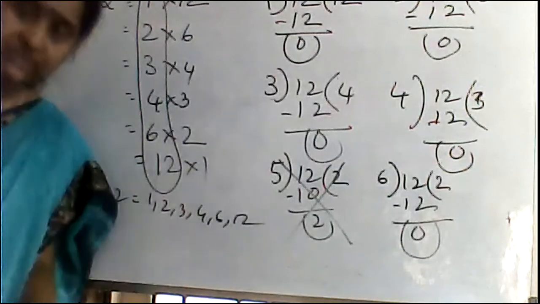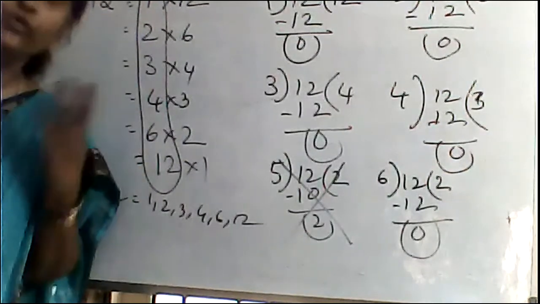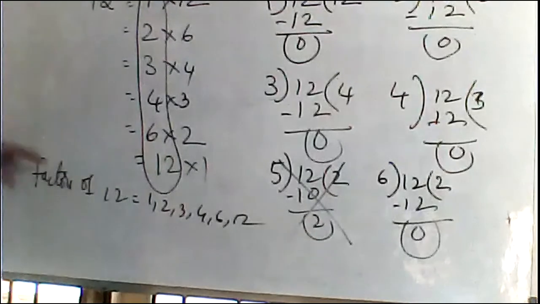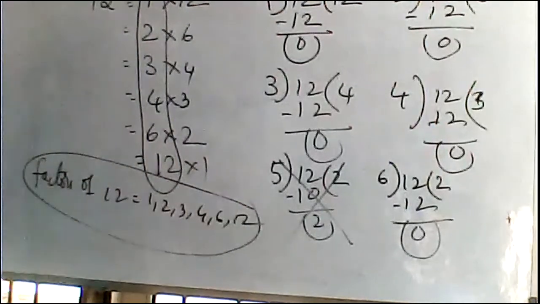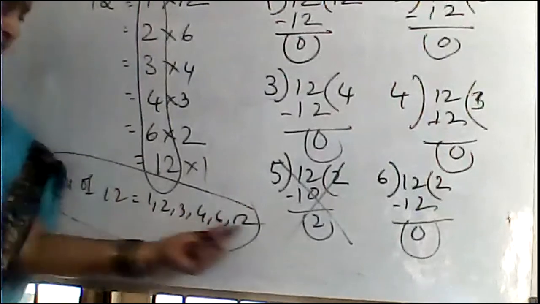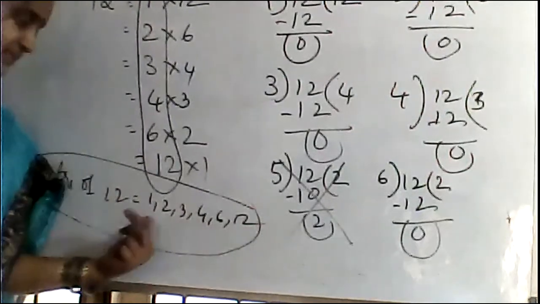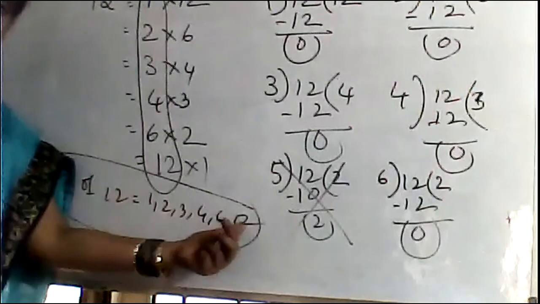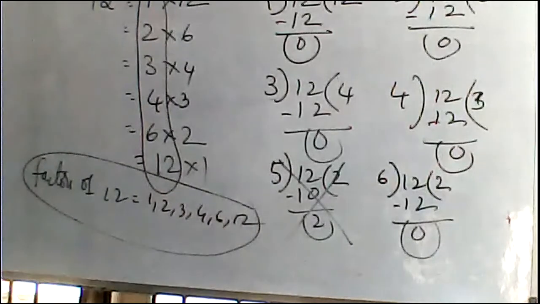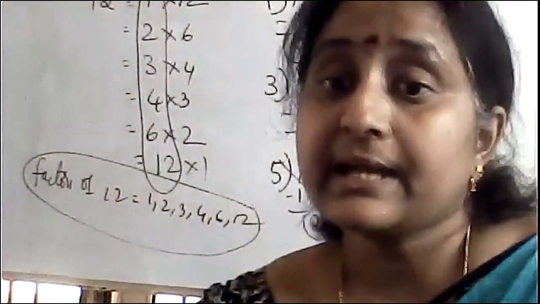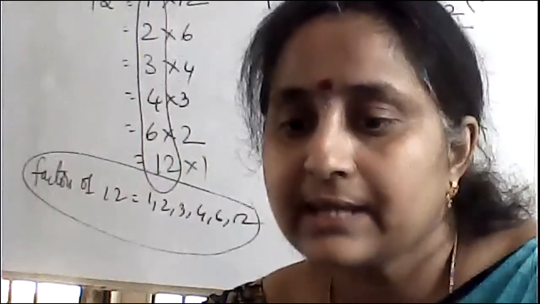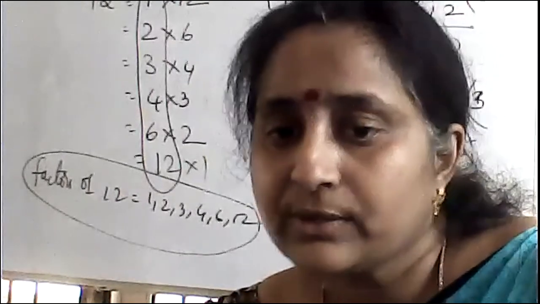12 12s are 144, 12 20s are 240. Like that, so many multiples we will get. So my factors are finite. And one more thing, 1 and the number itself are always factors of the number. 1 is a factor of 12, and 12 is also a factor of 12. Always the factors are less than or equal to the number. Multiples are greater than or equal to the number. You know that, in the last class we discussed.